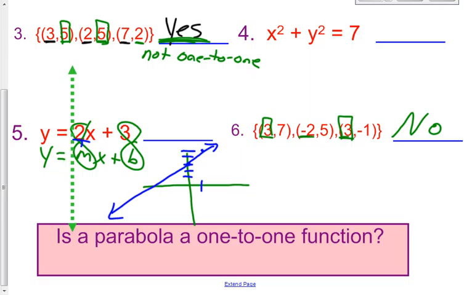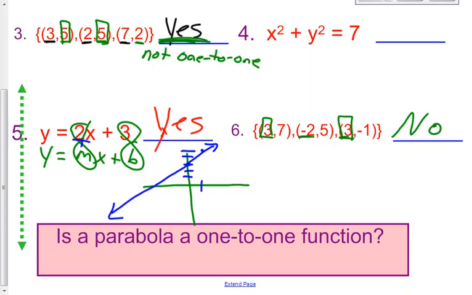All right. It touches my blue line only once, and it will continue going that forever to the right and forever to the left. So as we can see, a line in y equals mx plus b form is a function. So you would say yes for this one. Any line, whenever you see it in y equals mx plus b form, it is always a function. So number 5 is yes.